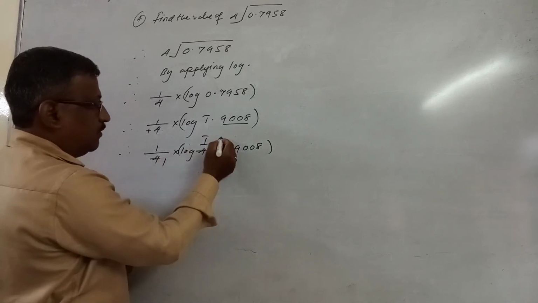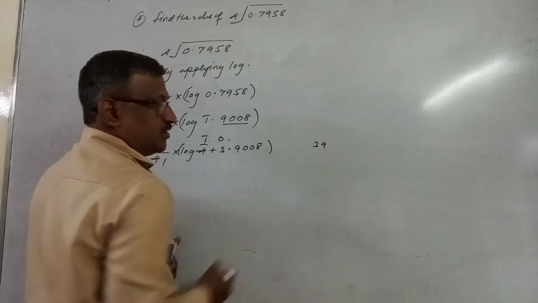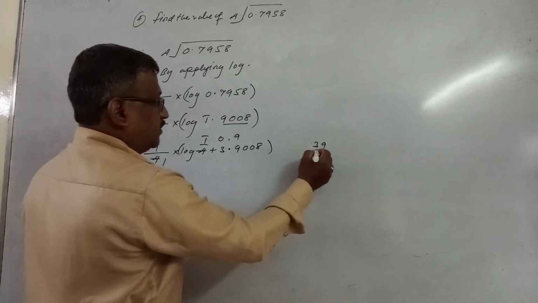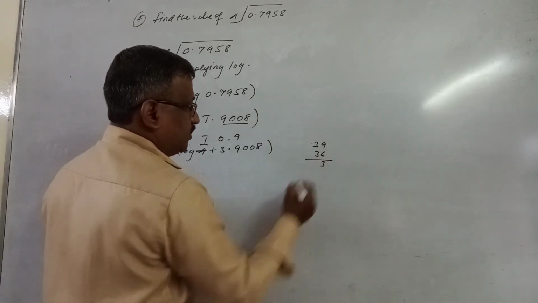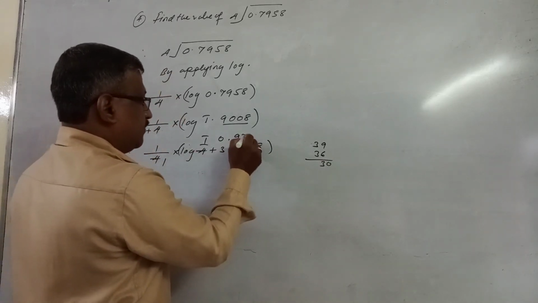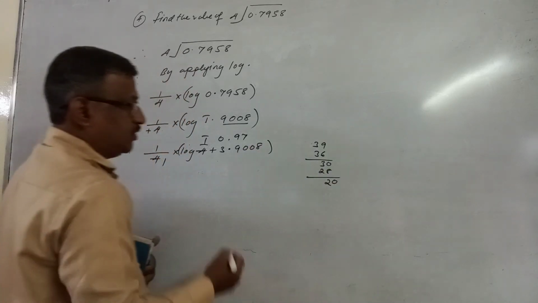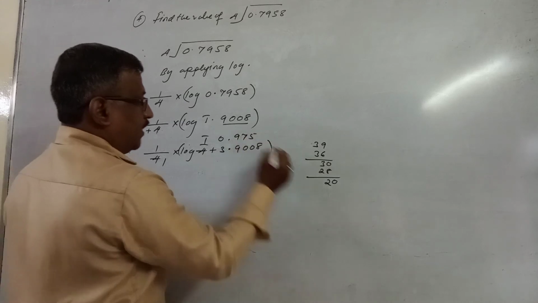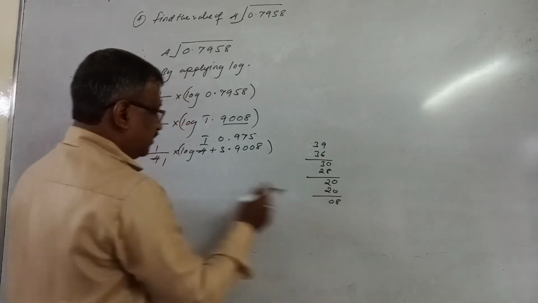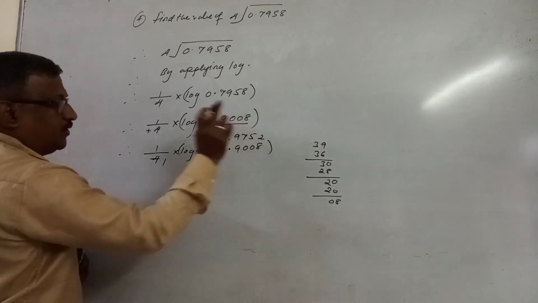Now 3 is not divisible by 4, you take 0. It is 3. And draw the next digit. Next digit is 9, it is 39. 4 9 side is 36. Balance is 3. Take the next digit 0. 4 7s are 28. Balance is 2. Take the next 0, 20. 4 5s are 20. The balance is 0. Next digit is 8. It is exactly divisible by 4. 2s are 8. So it comes to 0.975.